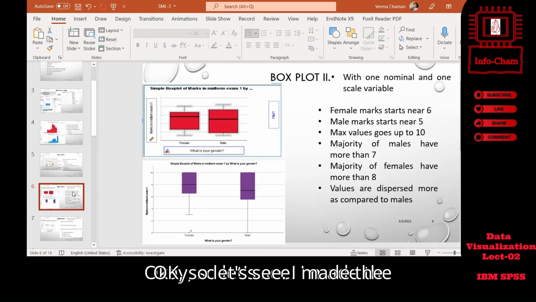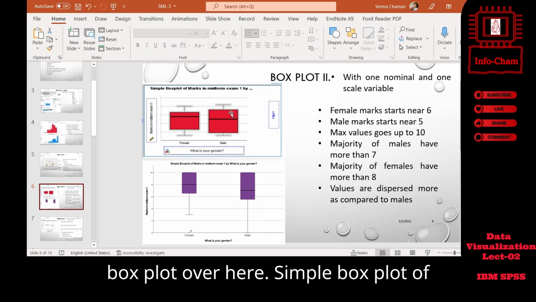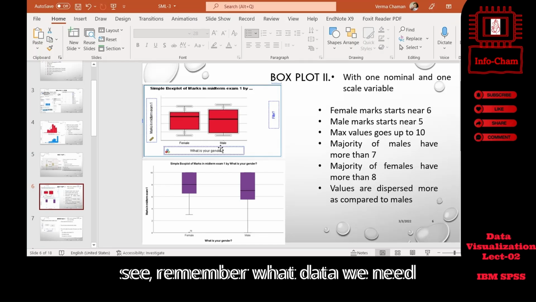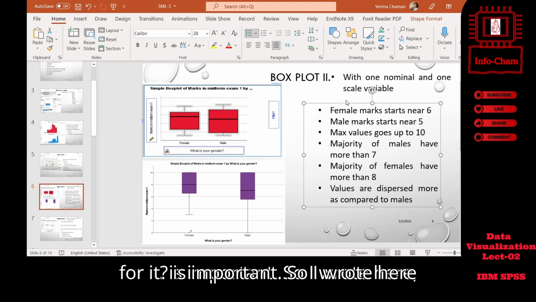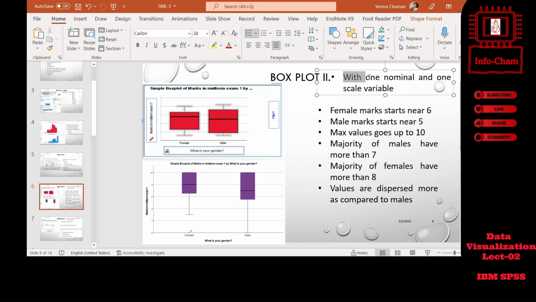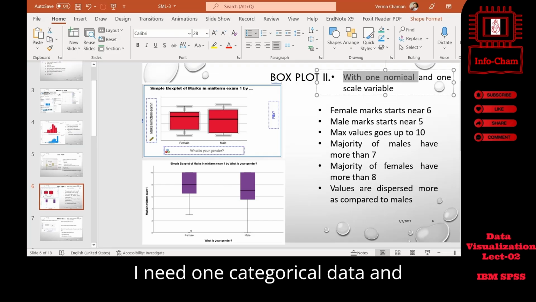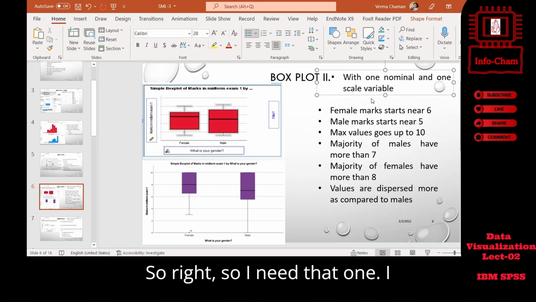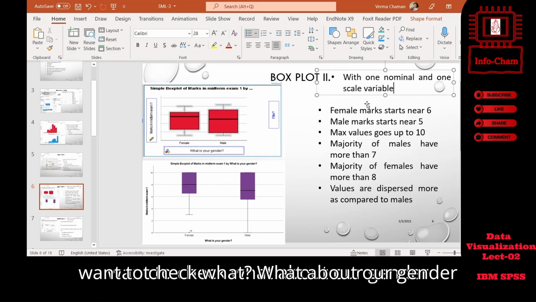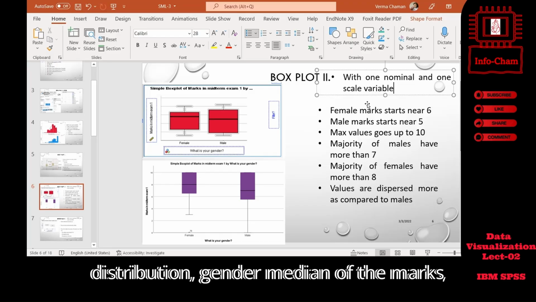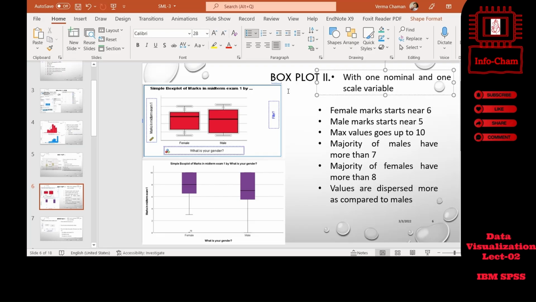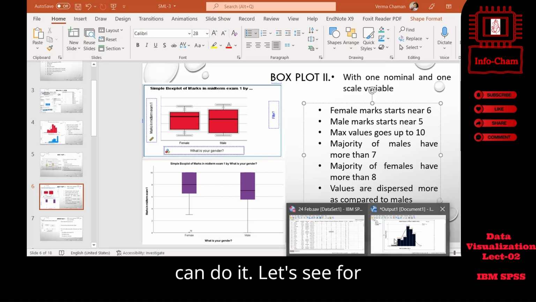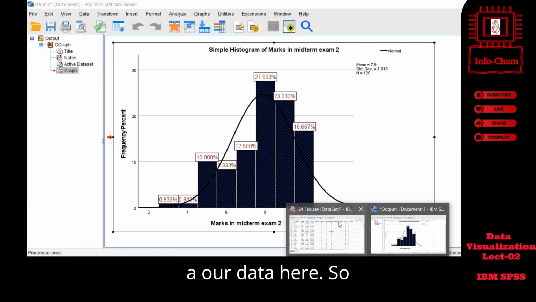Let's see. I made a simple box plot over here of midterm marks. Remember what data we need for it. It is important: I need one categorical variable and one scale variable. I want to check the gender distribution, the median of the marks by gender, like a box plot. So we can do it. Let's see for our data.